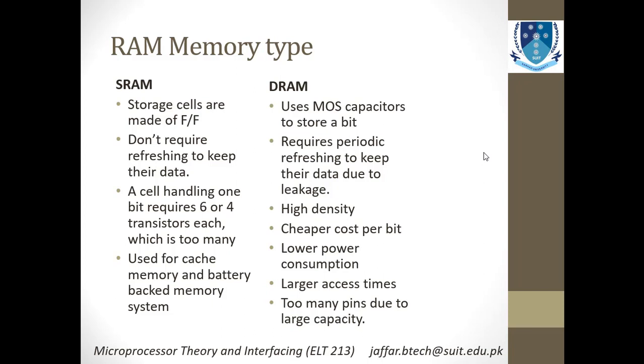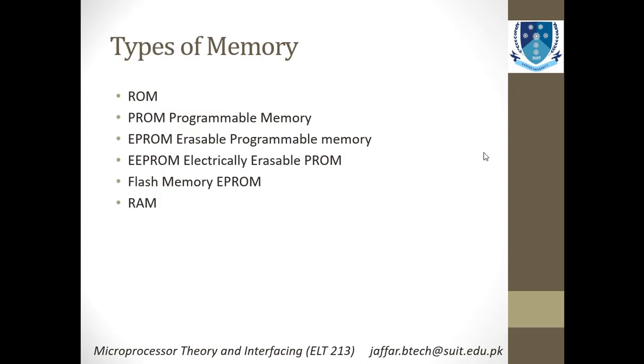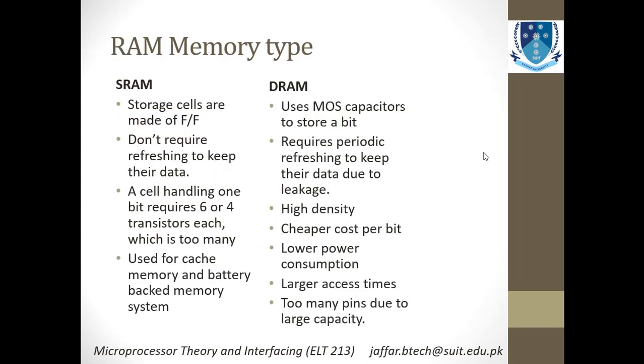In SRAM, a cell basically requires 6 to 4 transistors each, which is too many, and the density of DRAM is actually high. And let's talk about the cost. So DRAM is basically cheaper as compared to the SRAM when you're talking about per bit cost. And in SRAM, this SRAM is basically used for cache memory and battery backup memory system.